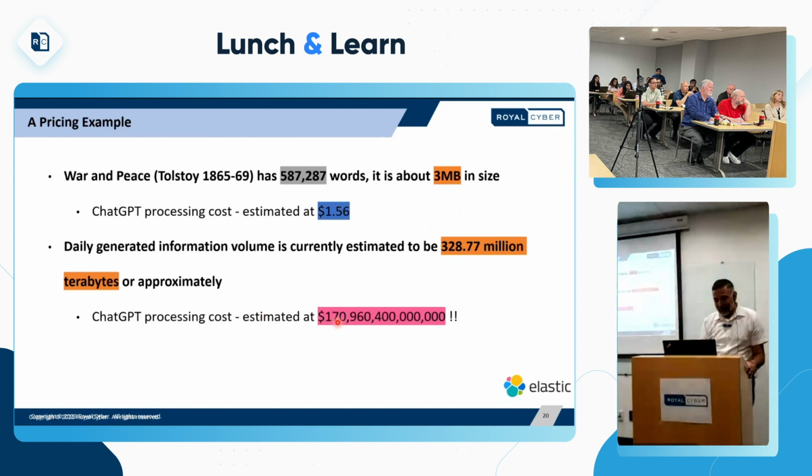Can somebody read this number? How much is it? That is $170 trillion. So if you want to train in one day, we generate about 328 million terabytes of data, and to train ChatGPT on it will cost you about $170 trillion. So it is not feasible for one company to create large language models, train them, and deploy them. So what should company A, company B, company C do? How can they get the benefit of large language models like ChatGPT?